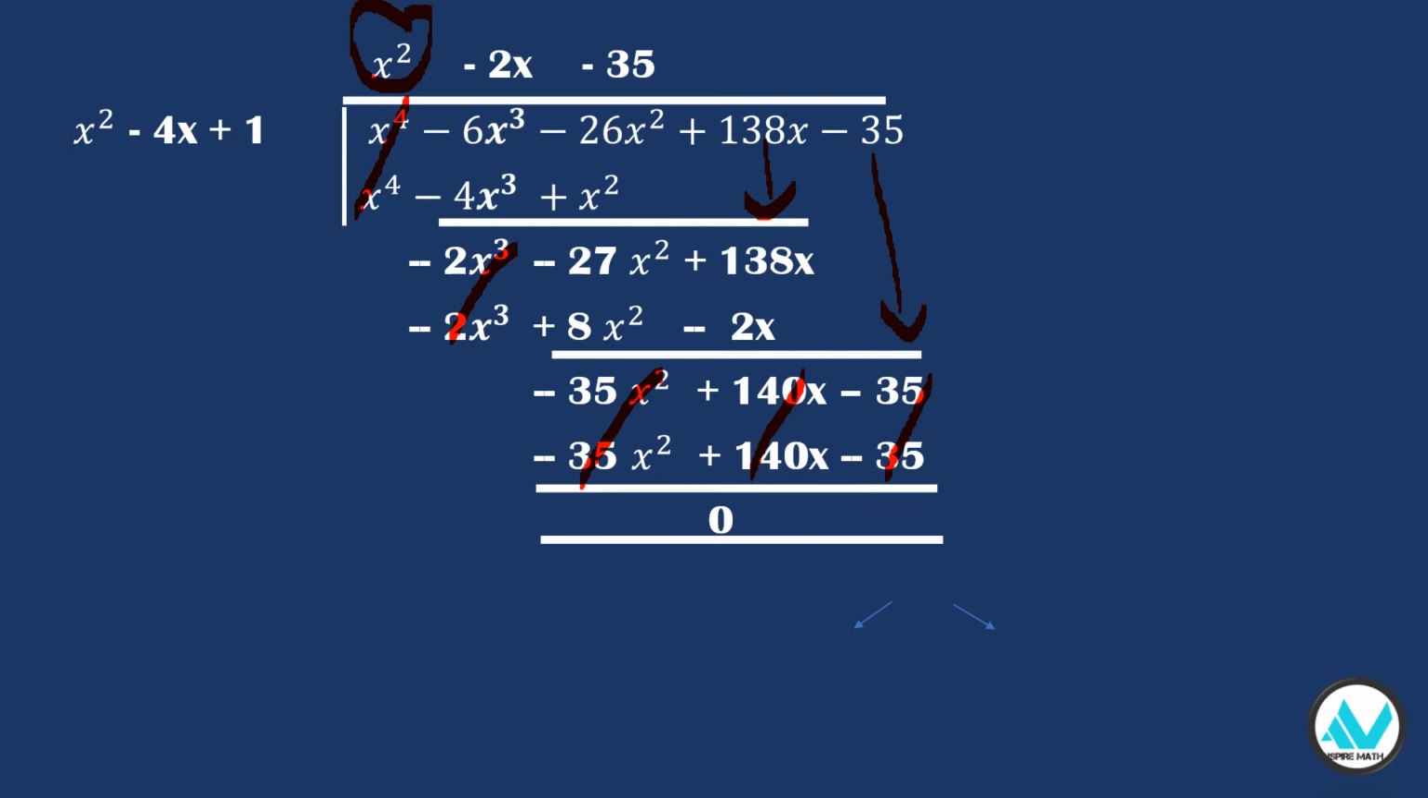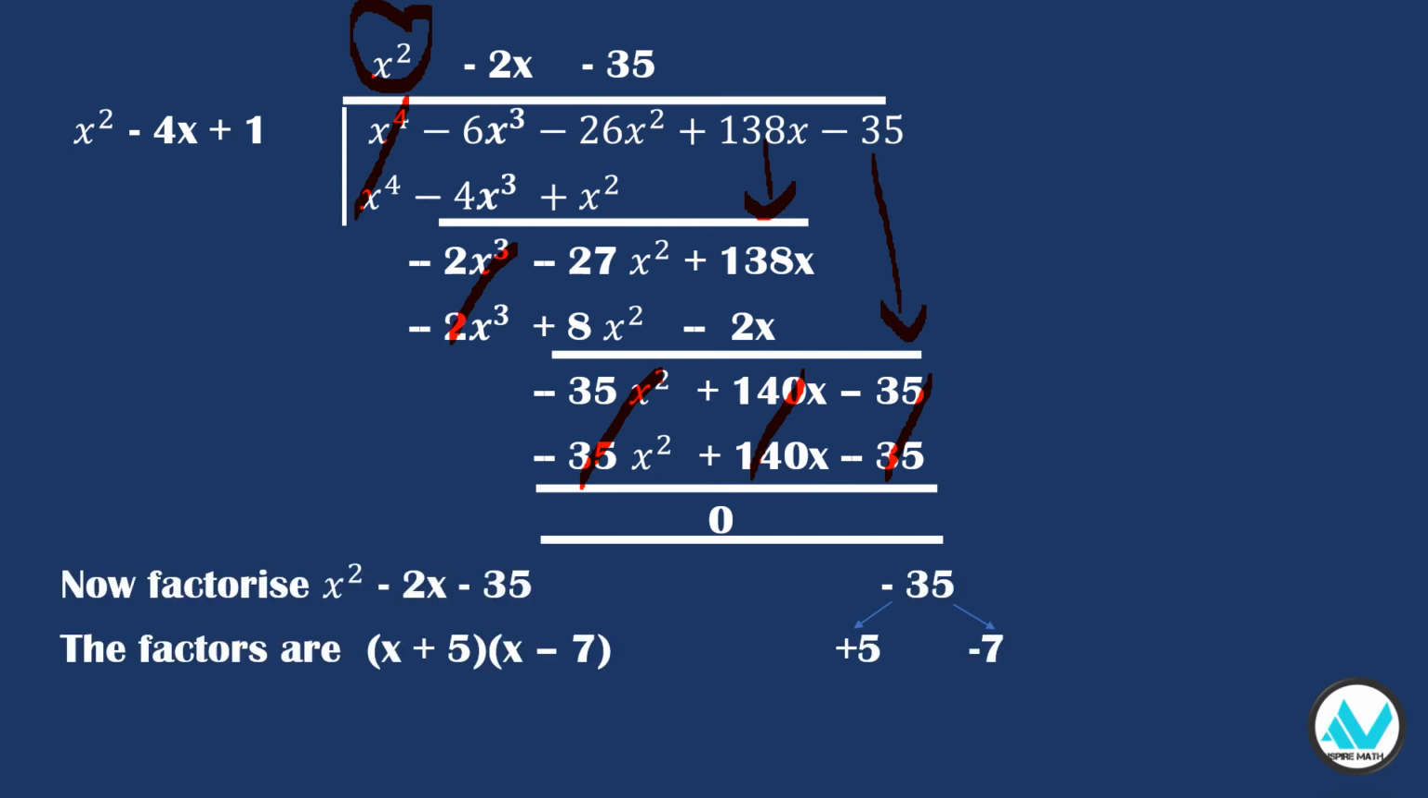Now I have a quadratic polynomial x square minus 2x minus 35. Now let me factorize to get the remaining two zeros. So when I factorize, that is minus 35, when I split I get plus 5 and minus 7. So the factors are x plus 5 and x minus 7. Therefore the other two zeros are minus 5 and 7.